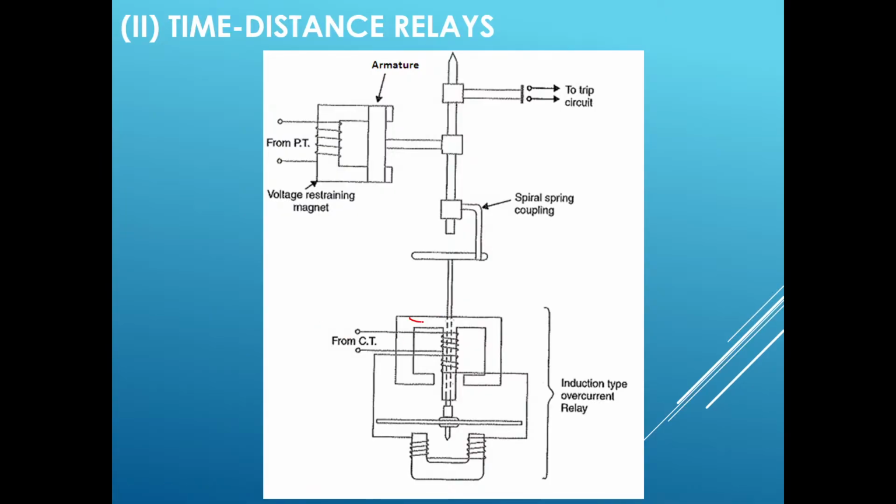In the upper electromagnet, some phi1 flux is induced. In the lower electromagnet, some phi2 flux is induced.